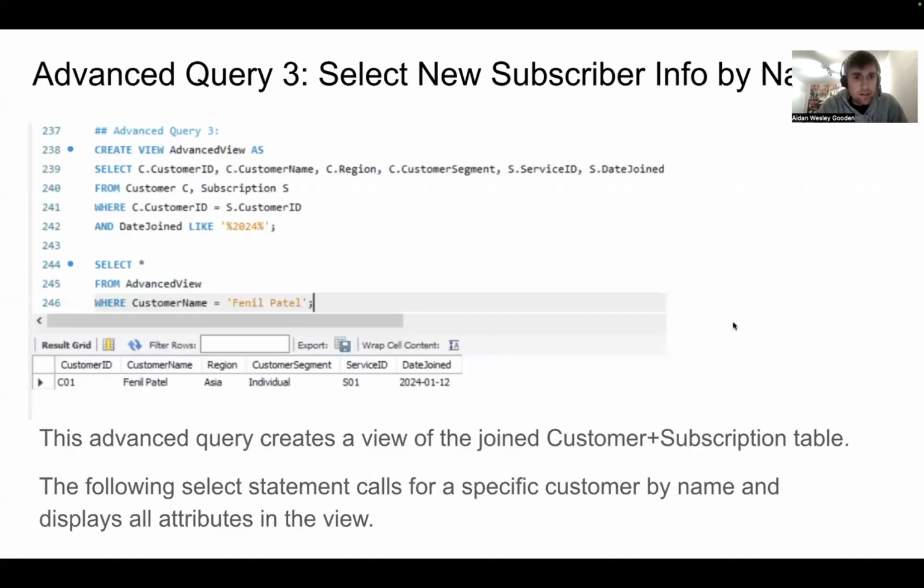Last advanced query, we wanted to do something very similar, pulling the new customers, but then if you wanted to search them by name, you could do that too and see the date that they joined.